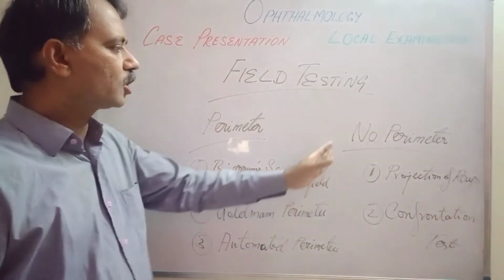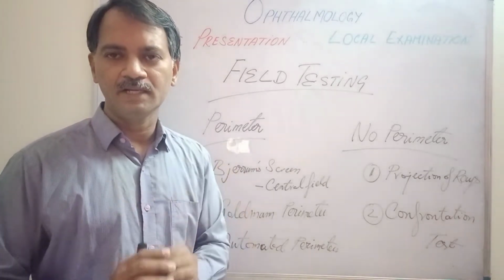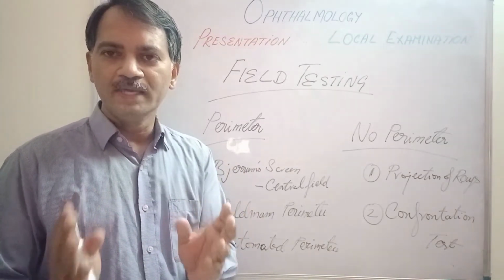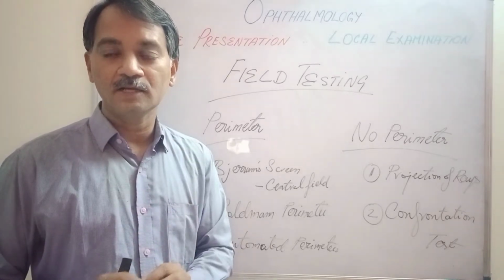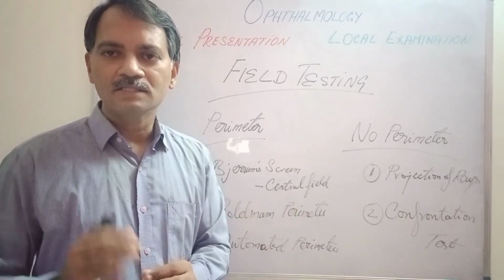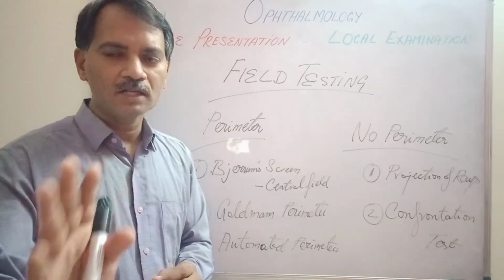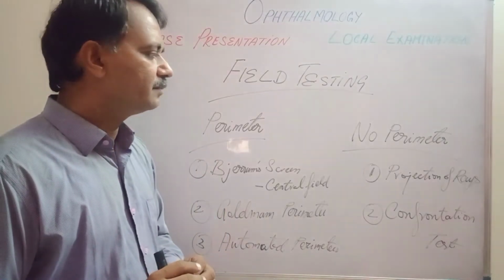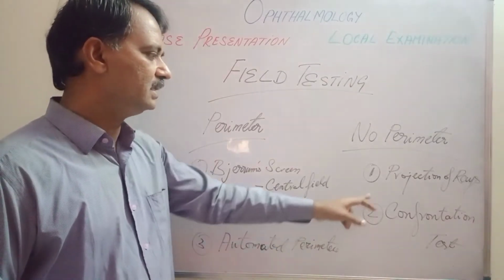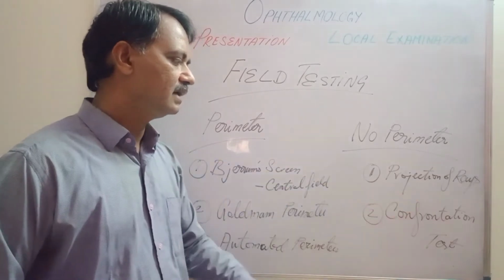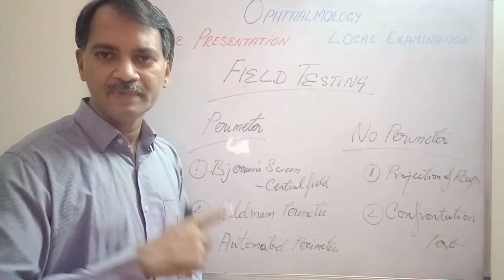We are going to talk about mainly this part where we don't use any perimeters, but still we can find out what is the field problem in the patient grossly, and sometimes we can come to a proper diagnosis. What are all the tests that are being done to test the fields without using a perimeter? One is the projection of rays. Second is the confrontation test. Let us see them in detail.